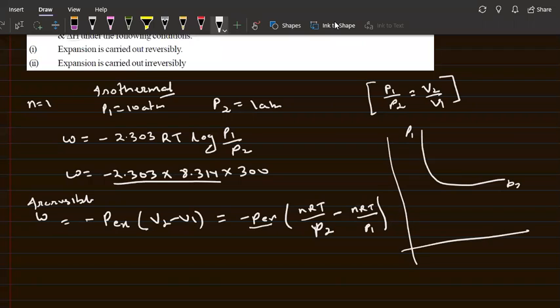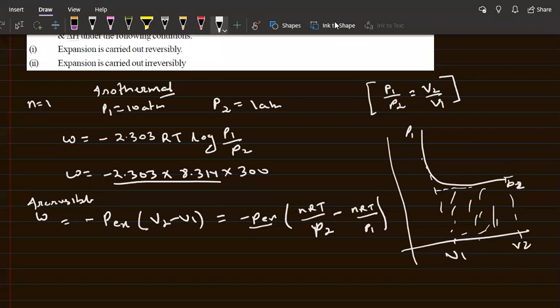This may not be the exact graph. I'm just trying to make you understand. Now, if you talk about the area, can I say that the area will be closely equal to this area? Yes or no? Where this is V1, V2, and this is P2, right?